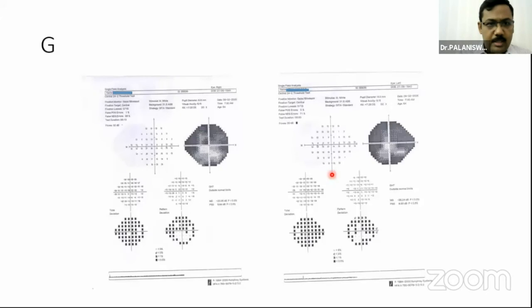And this is my last example. The indices are not reliable, extremely depressed, a lot of depressed points superior and inferiorly, GST outside normal limits. PSD has been flagged. Here again, the false negative is 71%. In this, it was 28%, very high. Grossly depressed fields, GST outside normal limits, PSD is also flagged.